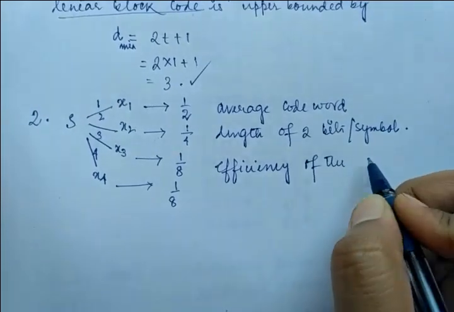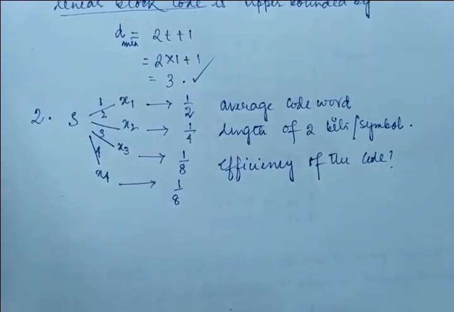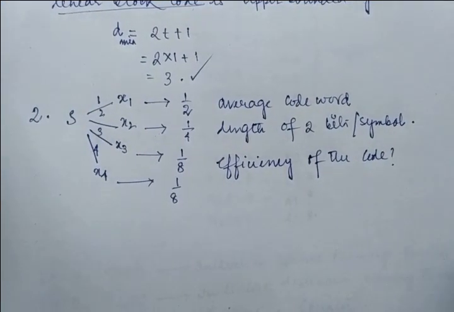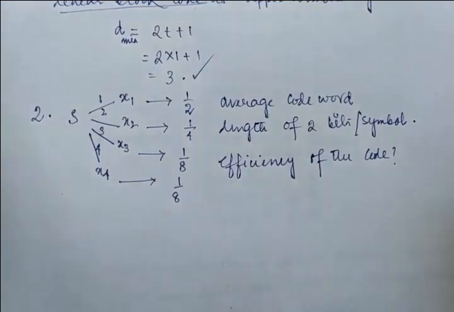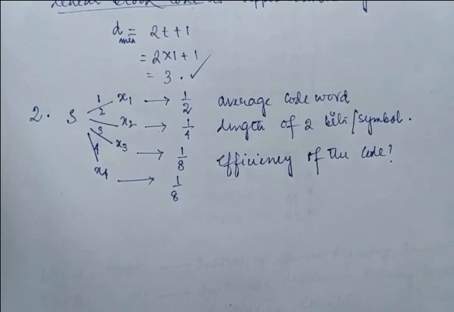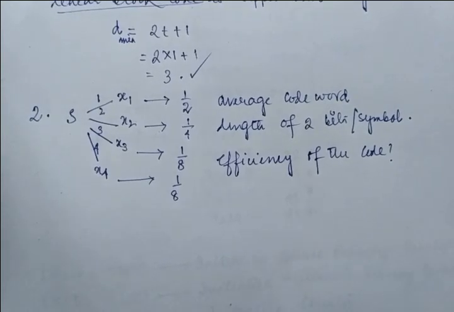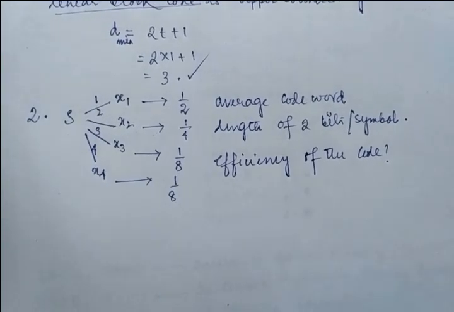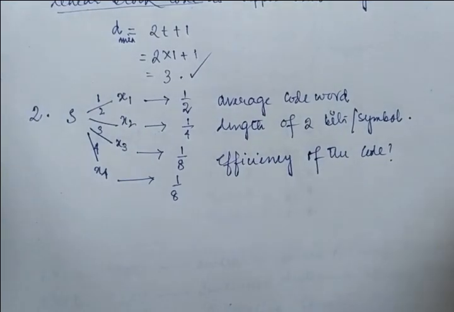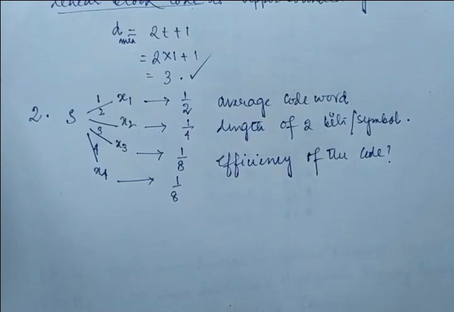This is a GATE question on the efficiency of the code. You are already well aware of the terms efficiency, redundancy, code word length and so on, which relate to the first module of your information and coding theory, that is, Huffman code and Shannon-Fano code. So you have to use a simple formula for efficiency calculation that you have already learned.